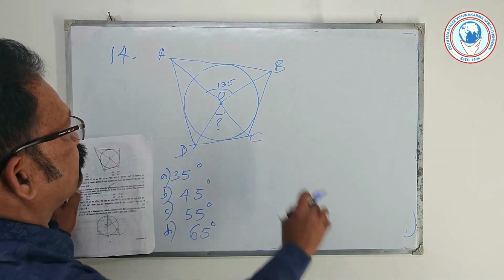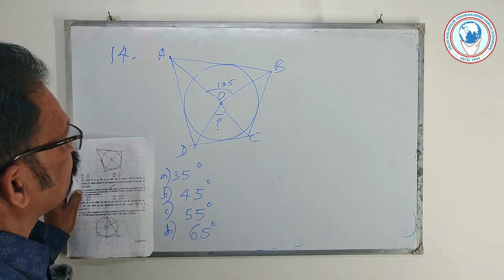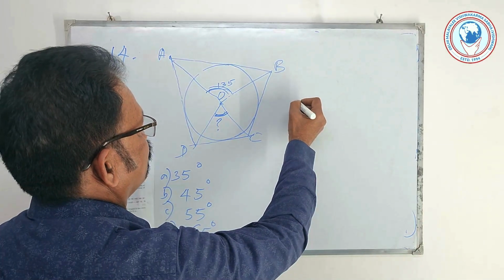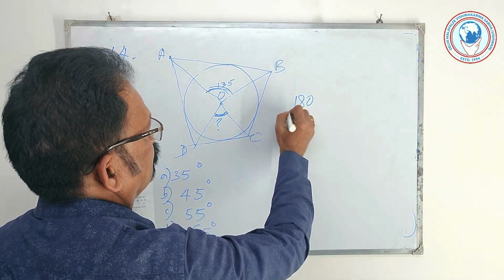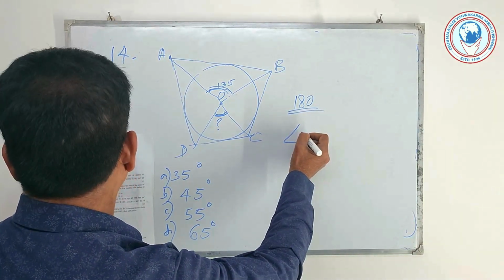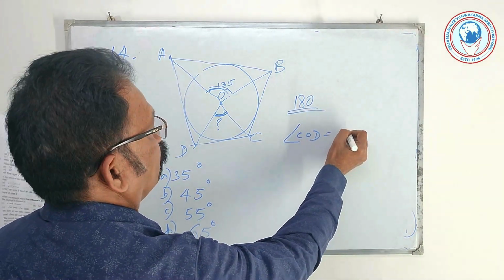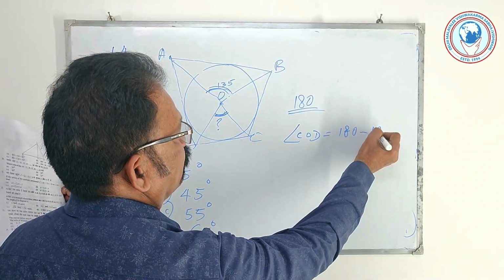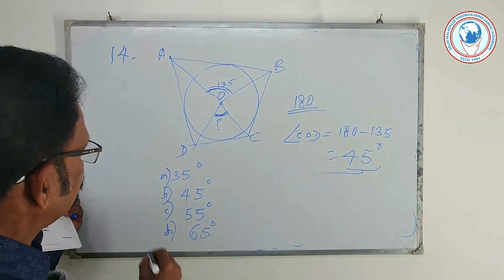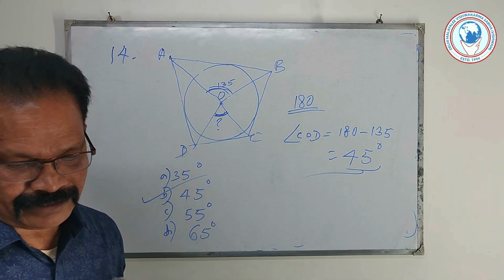Since all these sides are tangents to the circle, the sum of the opposite angles is equal to 180, supplementary. Therefore, angle DOC is 180 minus 135, that is equal to 45 degrees. See the options. Option B, 45 degrees is the right option.